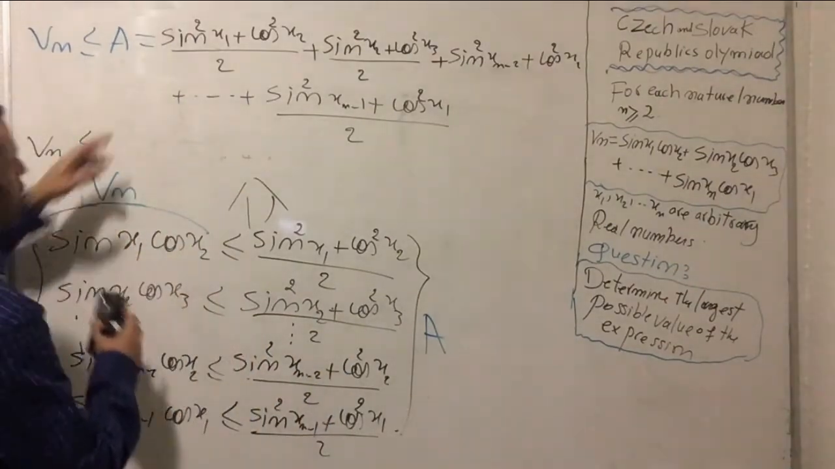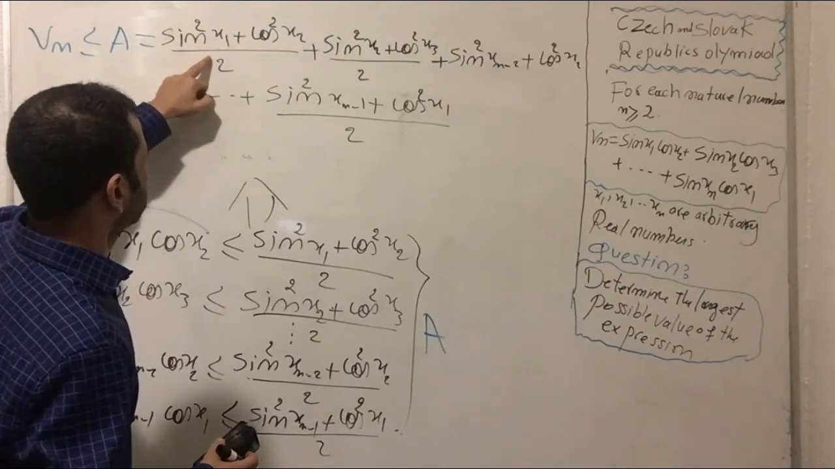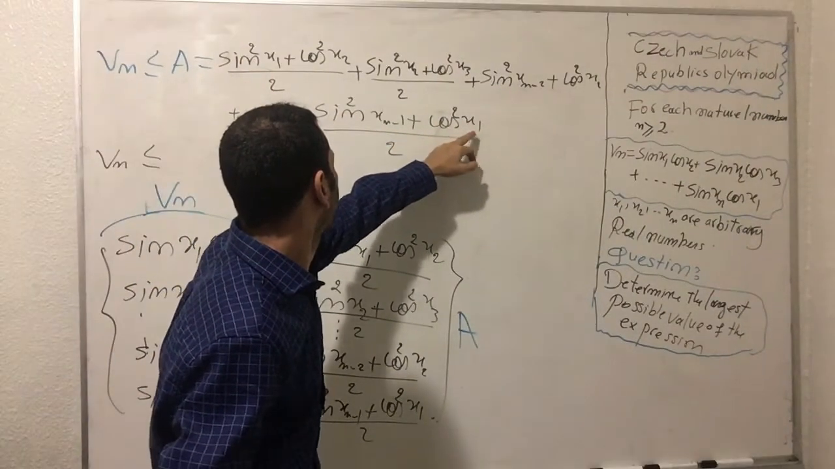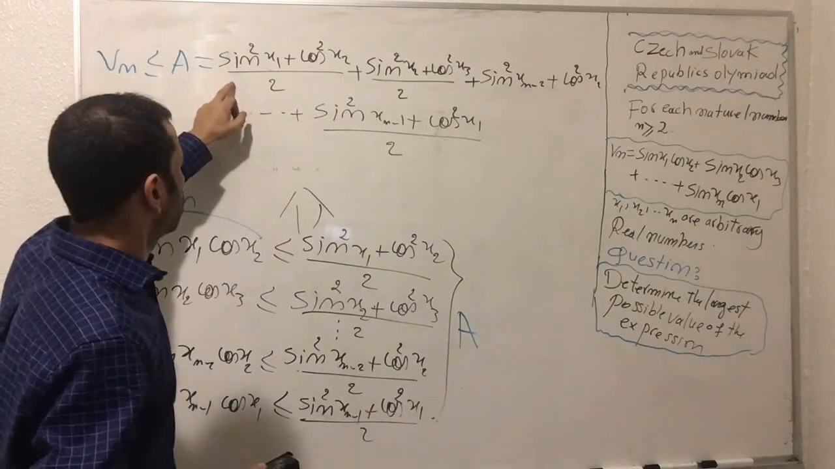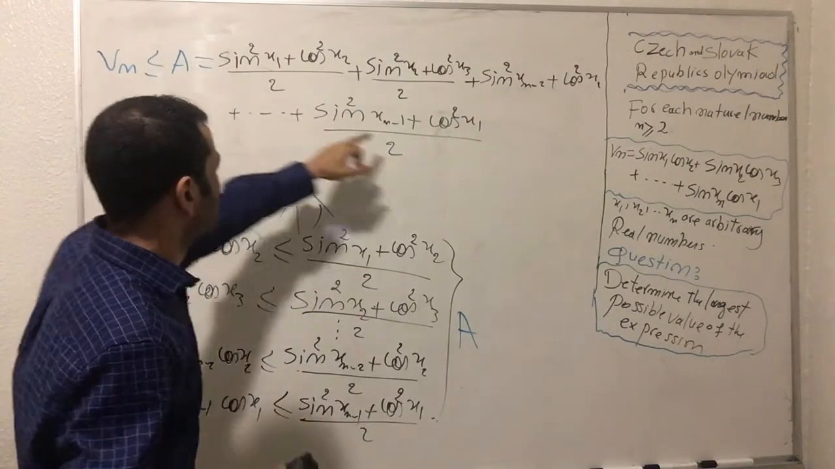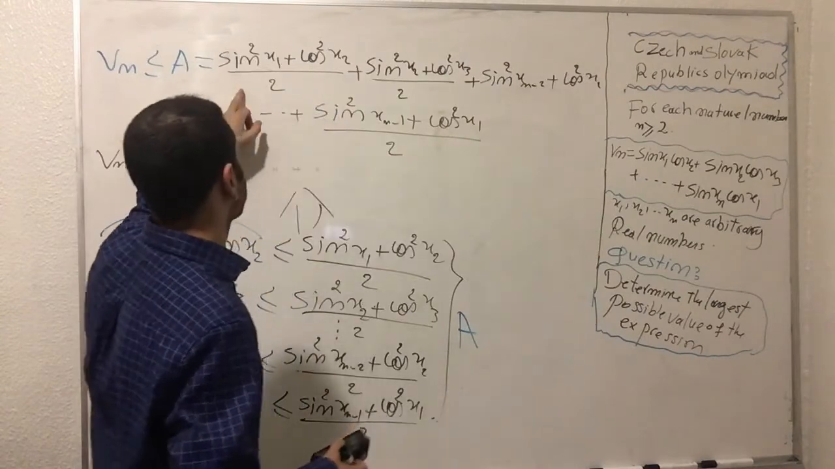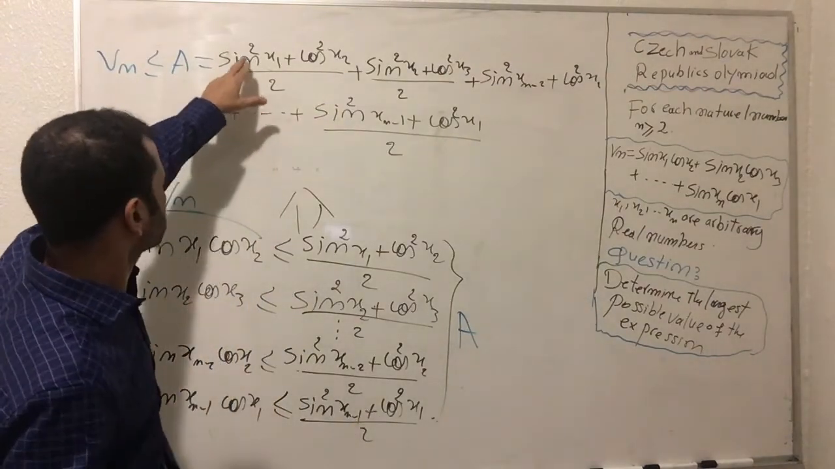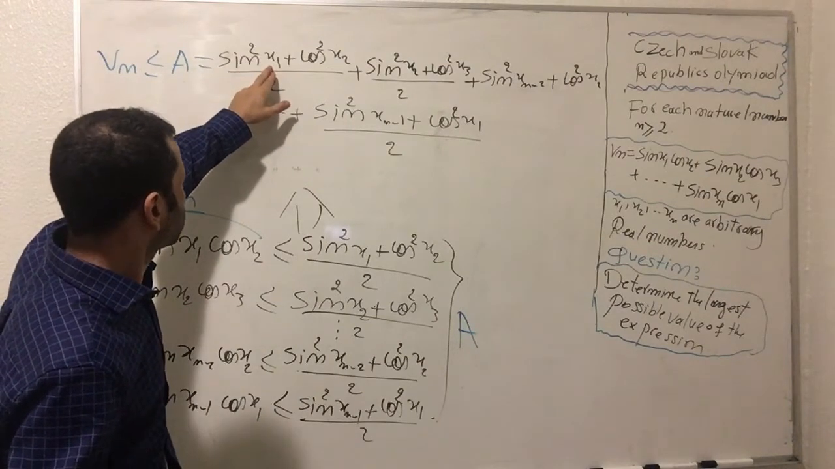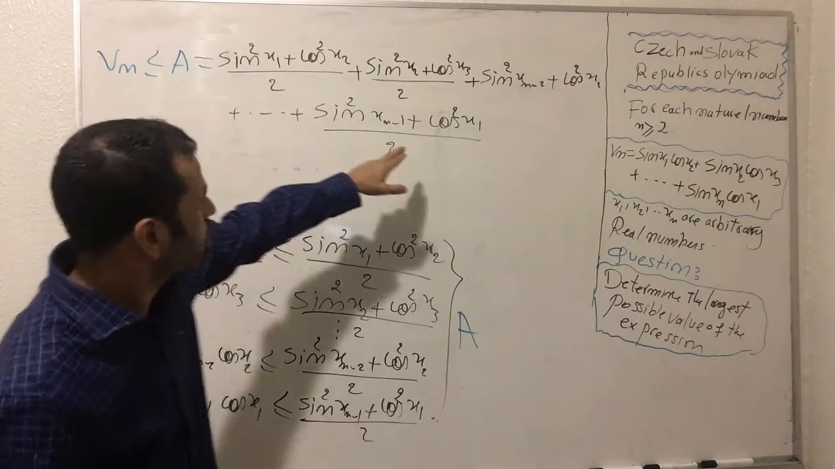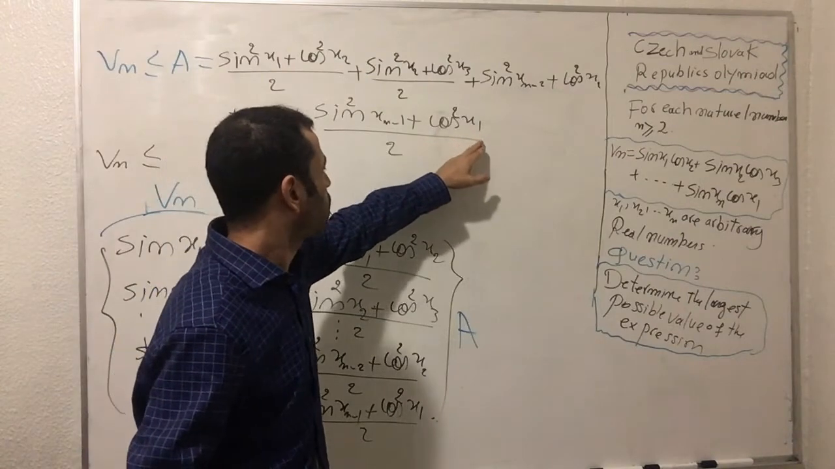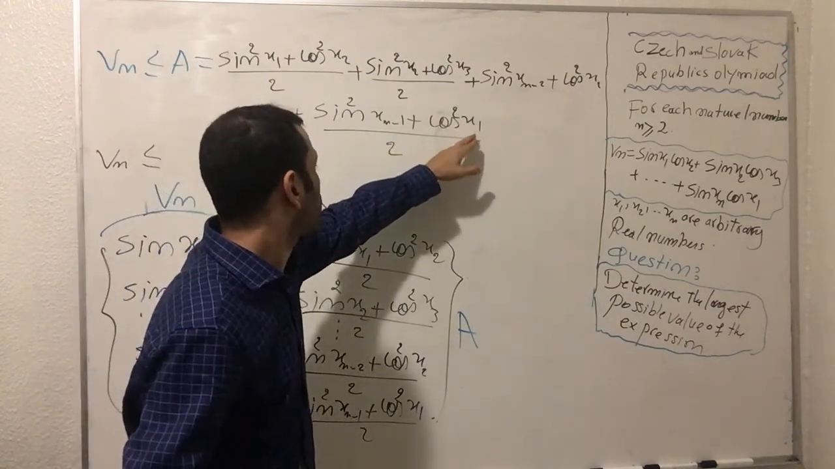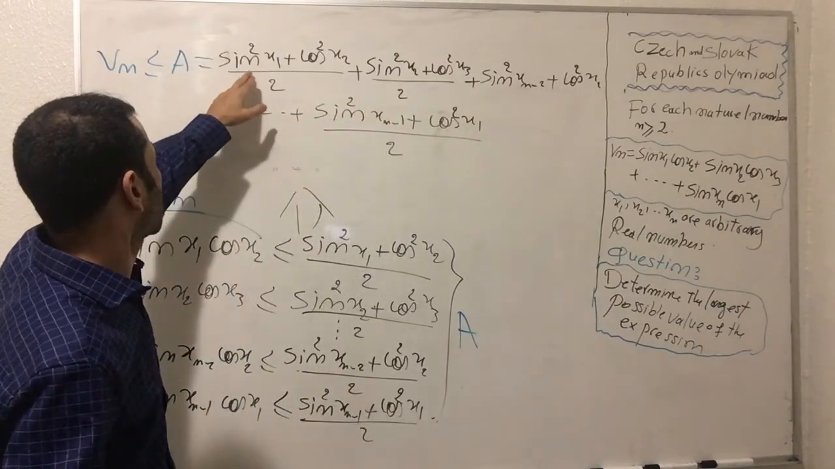As you see here, sine square x sub 1, there is a cosine square x sub 1 at the end. Okay, so I'm going to bring this cosine square x sub 1 to the sine x. As you see here, we have the sine square x sub 1 as a first term. We have the cosine square x sub 1 as a last term. Okay, I'm going to bring this cosine square x sub 1 to the first term, which is sine square x sub 1.